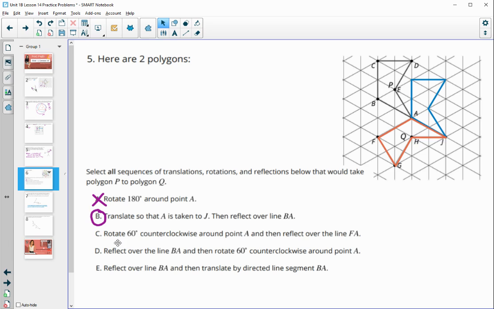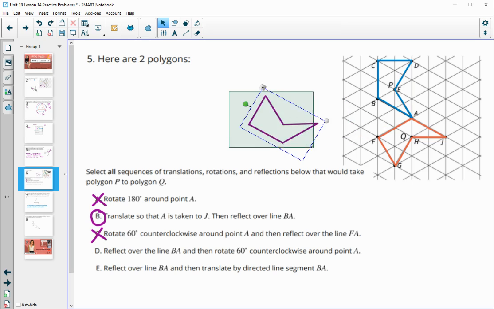In part C, it asks us to rotate polygon P 60 degrees counterclockwise. So when we do that, we get this shape. Then it asks us to reflect over line FA. So here's line FA. If we were to flip this over, this angle certainly does not match up with the angle it would land on. So A is still going to land on A, and those are not corresponding. So this would be bad. And then I'm going to get rid of this one.